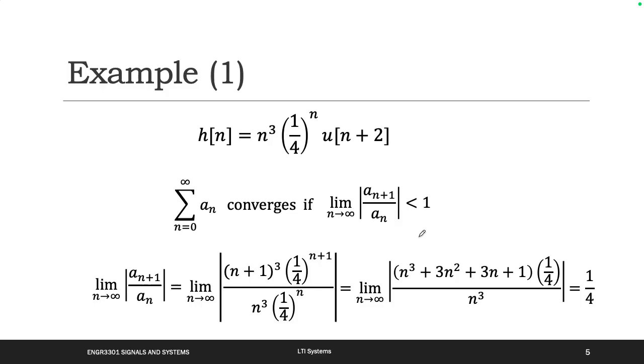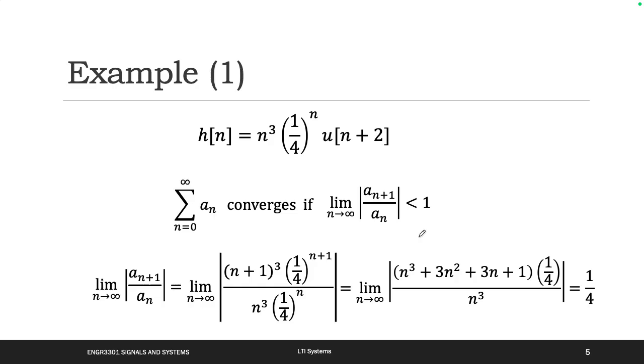Which means the sum over n equals 0 to infinity converges. Am I right? This is the conclusion we can get, and then we know whether this is stable or not stable. Yeah, it's stable, because it converges.